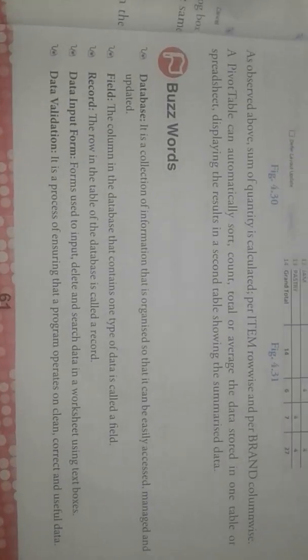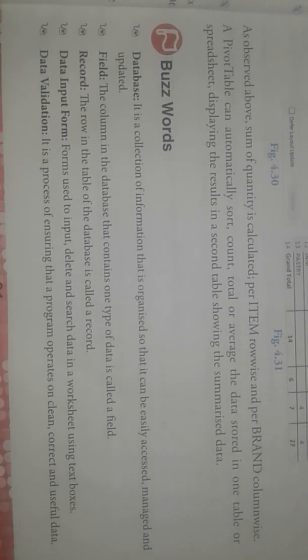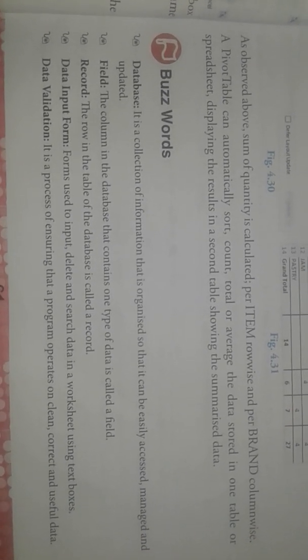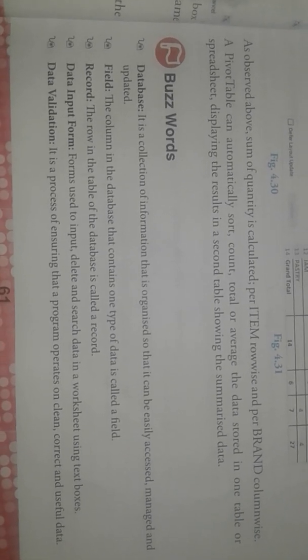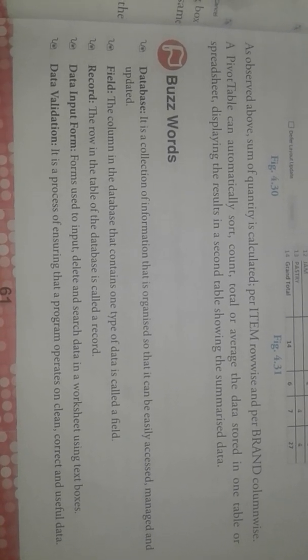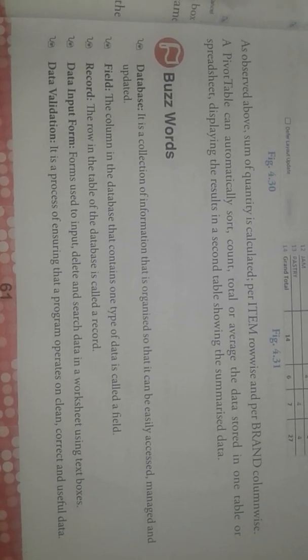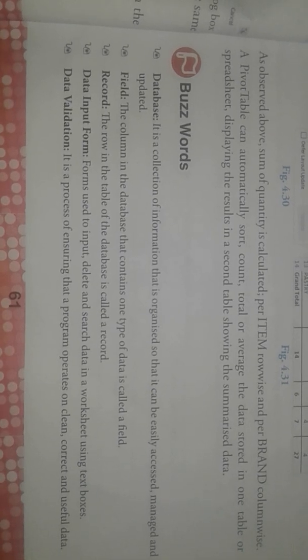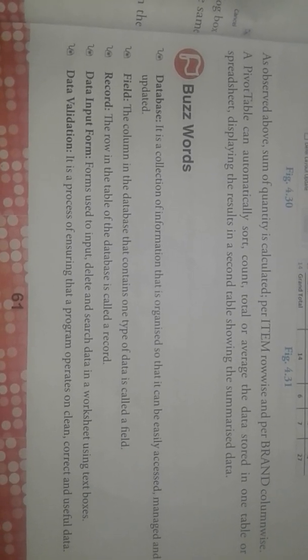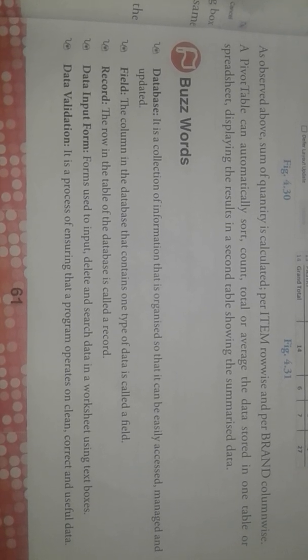So students, now moving forward to some definitions. Those students who have not done the definitions, please do it in your copies. Database. What is a database? It is a collection of information that is organized so that it can be easily accessed, managed and updated. Field. The column in the database that contains one type of data is called a field. Record. The row in the table of a database is called a record. And data input form: the form used to input, delete and search data in a worksheet using text boxes is called a data input form.